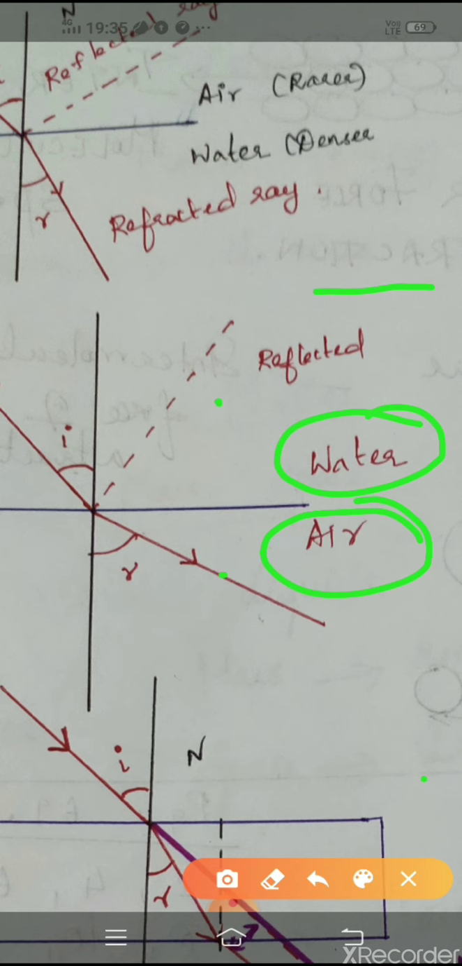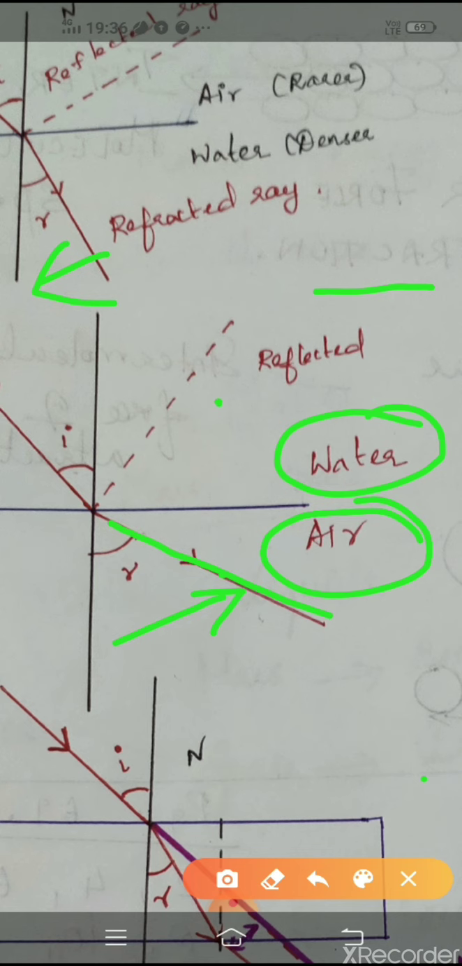Now what will happen? From denser to rarer means it will move away from your normal. See, it is moving away, whereas in the previous case it was moving towards. In this case it is moving away from your normal. So I have to draw a line like this. So in this case it is very clear. It is moving from one medium to another medium.